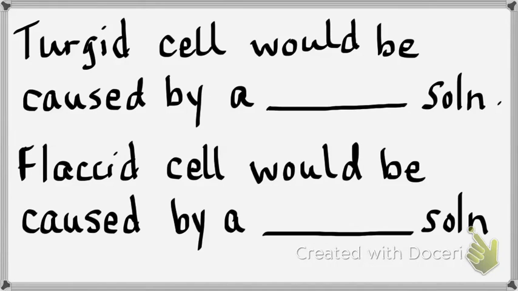Okay, I made up 2 sentences. Everybody take a look at them. See if you can fill in the blanks. I just wrote them myself. A turgid cell would be caused by what kind of solution? Hypo. That's good. Everybody agree with Deanna? Okay, look at the second sentence. A flaccid cell would be caused by a blank solution. Hyper. You're on fire. You're like, bring it on. I want this test. But okay, with my sentences?